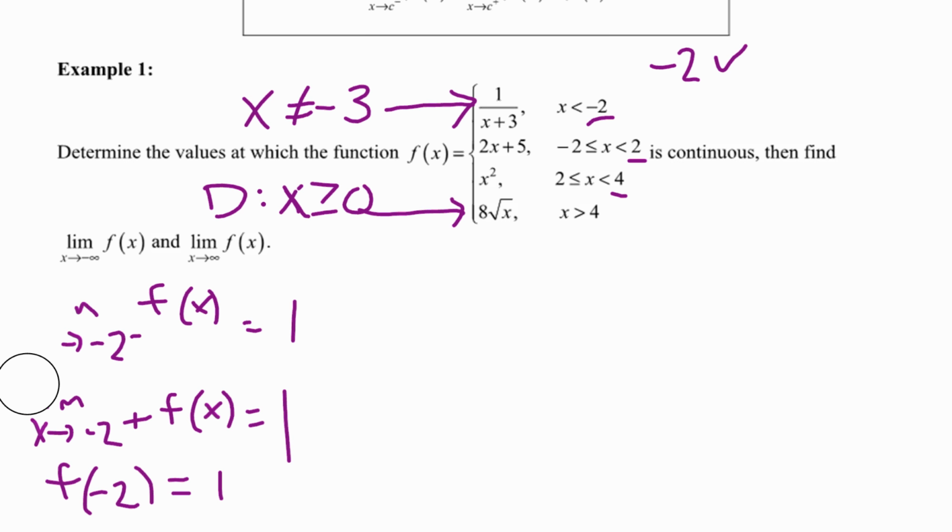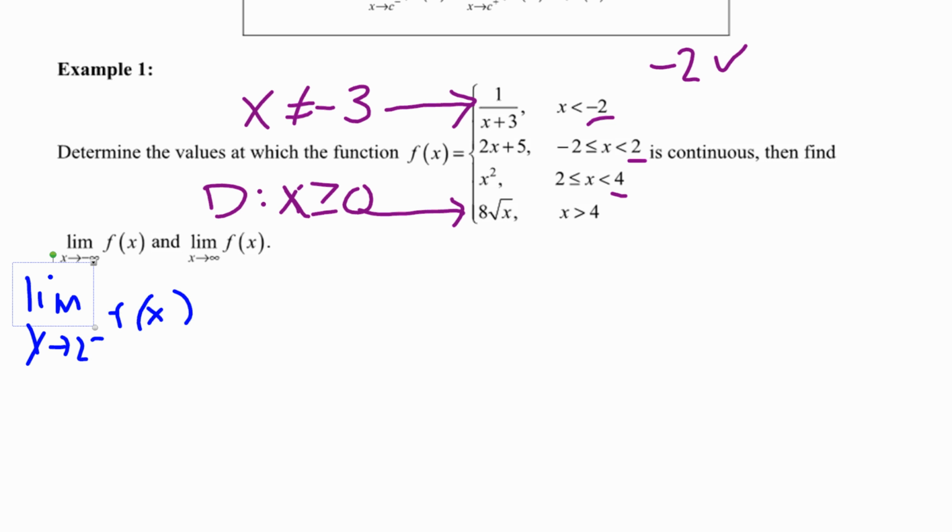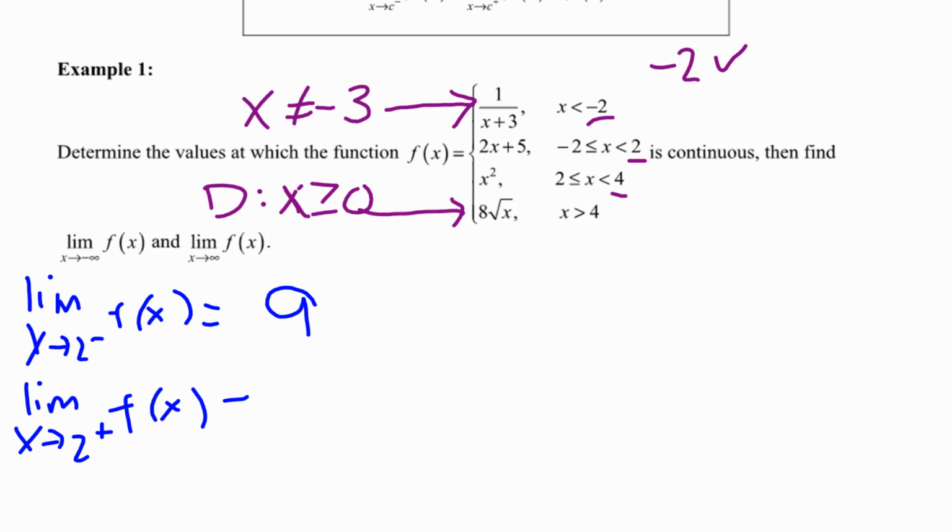All right, I'm going to clear out my work to give us a little more room. Let's check another value. Let's check 2 this time. Limit as x approaches 2 of f of x. From the left, that's going to be 9. Limit as x approaches 2 from the right side is 4. So f of x is not continuous at x equals 2.